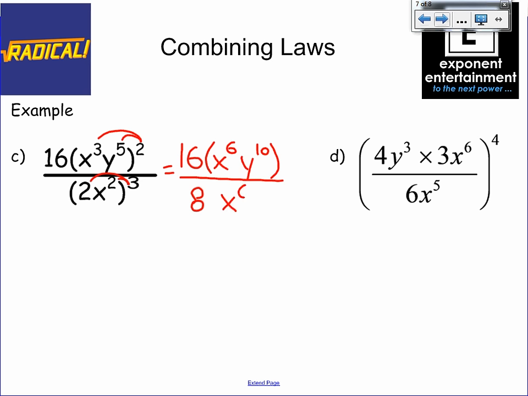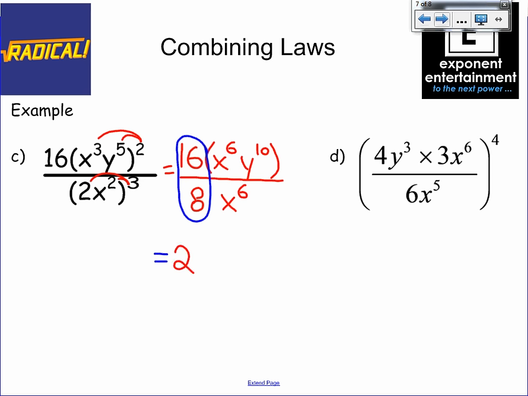Now that we've simplified the top and we've simplified the bottom, we check to see if we can combine anything. The very first thing we always deal with is our coefficients. And we want to try in our calculators 16 divided by 8. If you punch it in your calculator, you'll see it actually simplifies to be 2. And that 2 goes on the top.